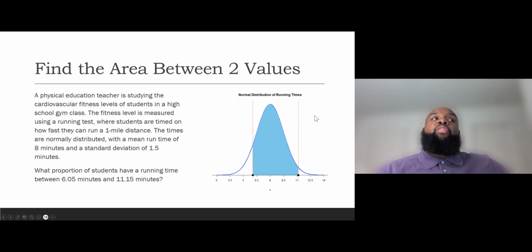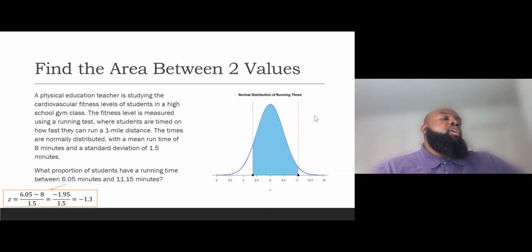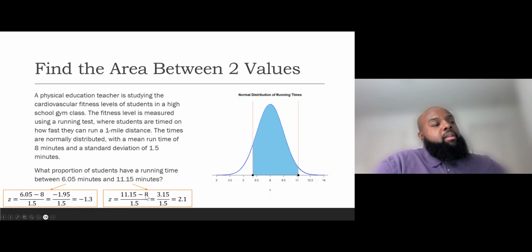Well, in order for me to do that, I'm going to go to JASP, and I'm going to convert everything to z-scores. So if I go here, I have z equals negative 1.3. Notice here, I take my 6.05, I subtract my mean, which is 8 minutes, I divide by the standard deviation, which is 1.5 minutes. Do that calculation, I get negative 1.3. That negative sign is nice because I know I'm below my mean. Let's do the same thing for 11.15. Subtract the mean, divide by the standard deviation, we get a positive 2.1.